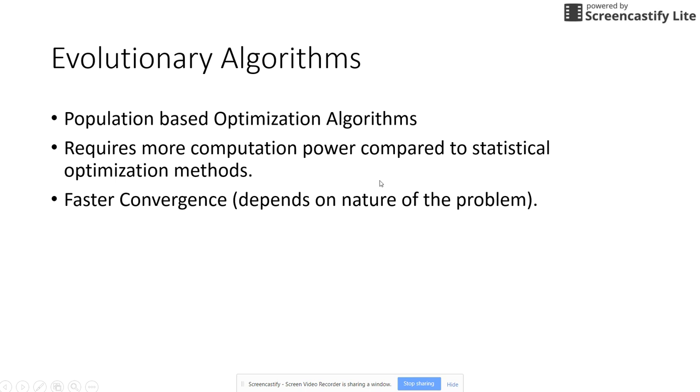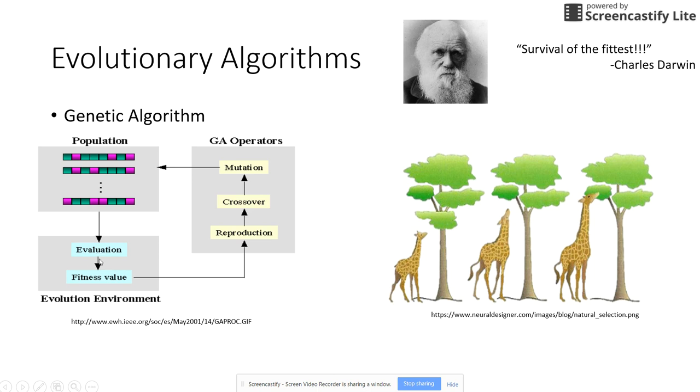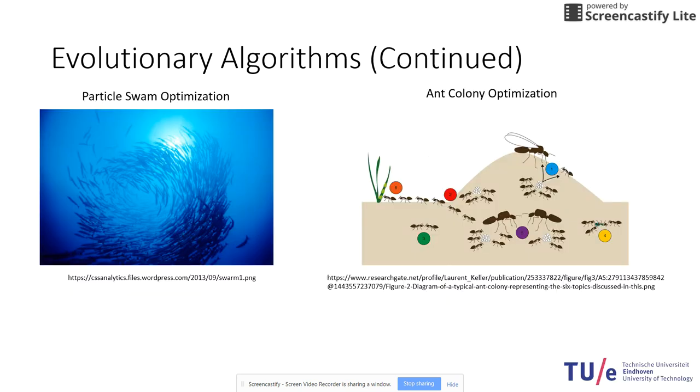The most common one used is the genetic algorithm. It is inspired from the Darwinian theory of survival of the fittest. So the fittest one survives and becomes part of the next generation. Various operations that are part of genetic algorithm are mutation, crossover, and reproduction. There are also other evolutionary algorithms like particle swarm optimization inspired from the swarm behavior, and ant colony optimization to find the shortest route. Each evolutionary algorithm has performed better in one or more specific domains.